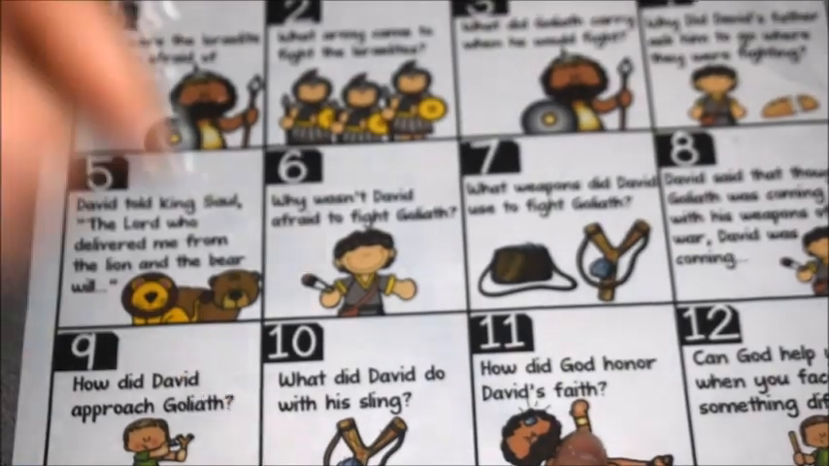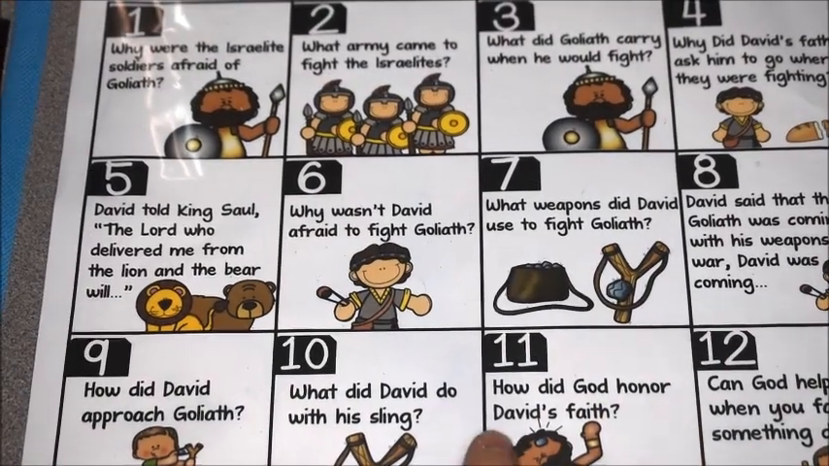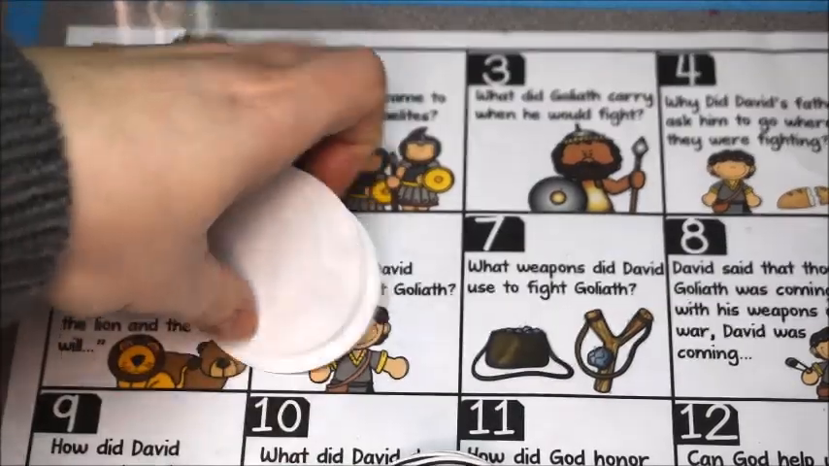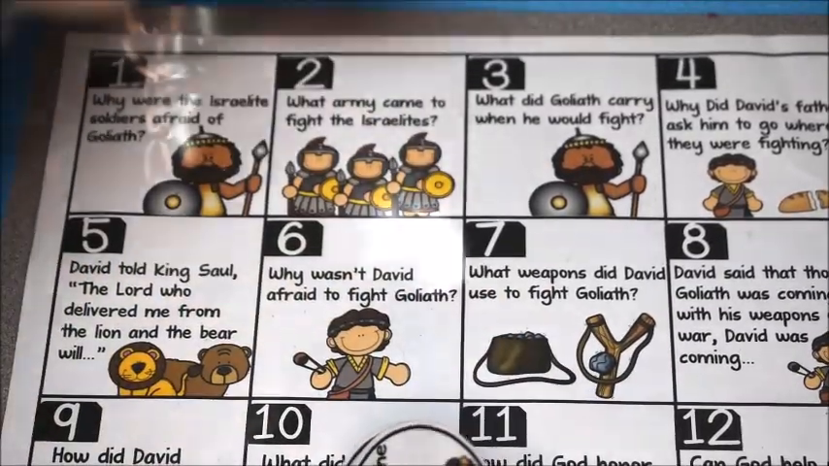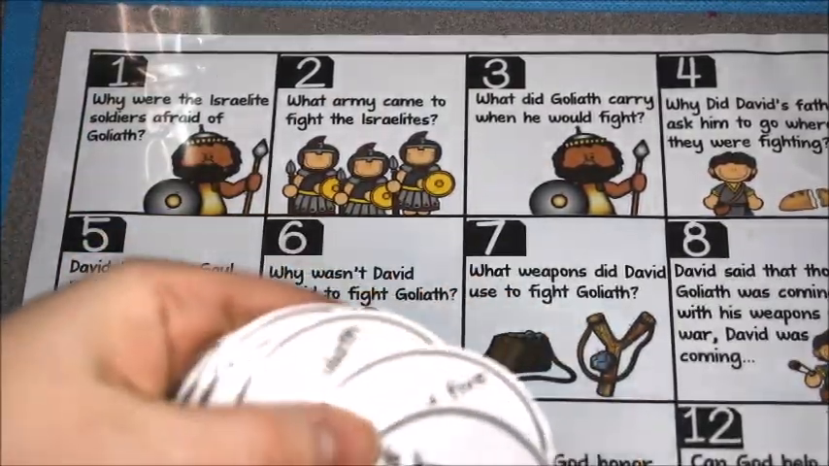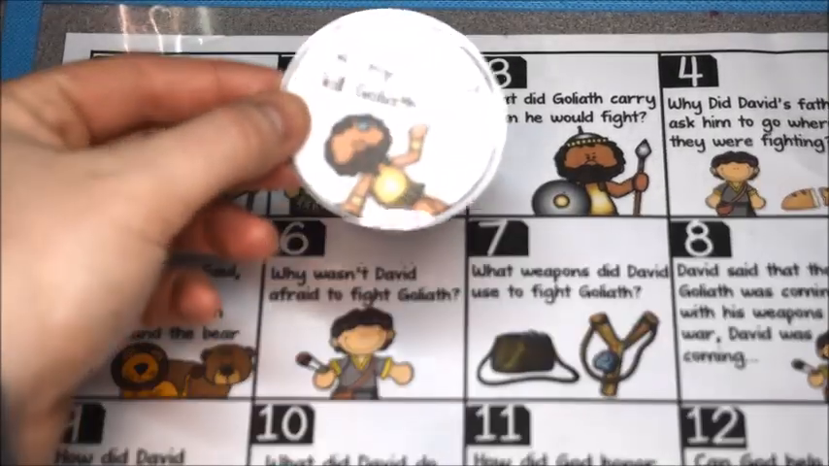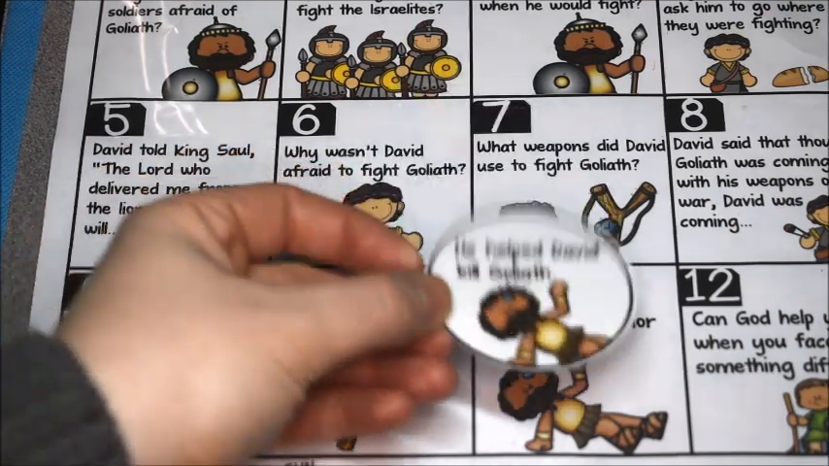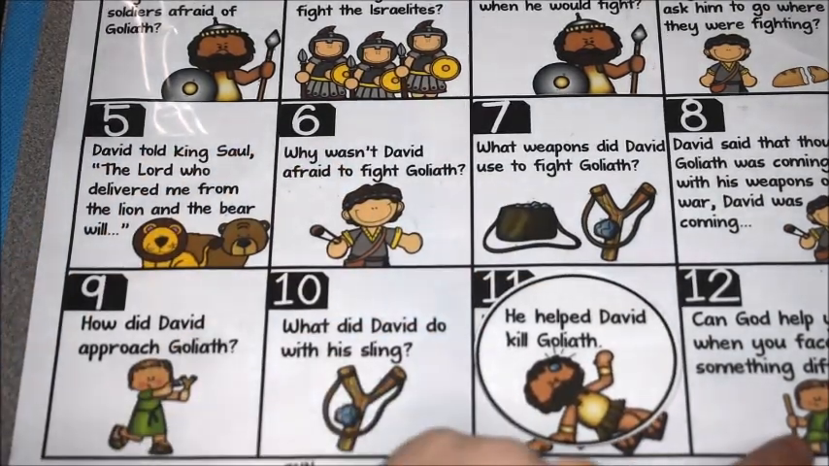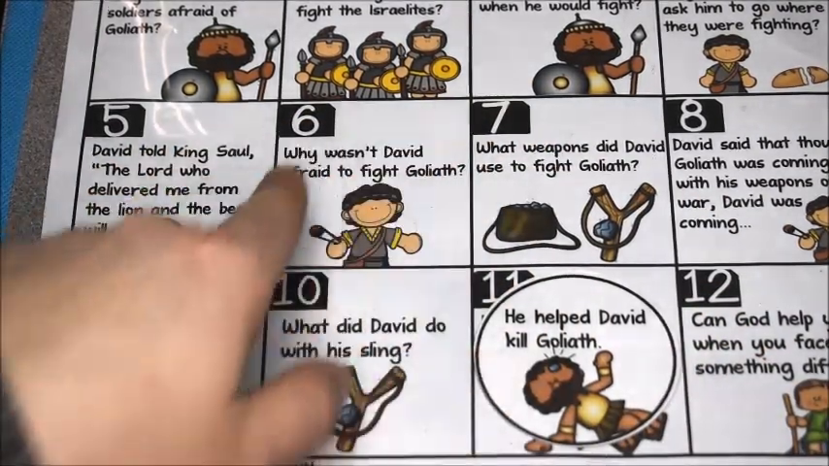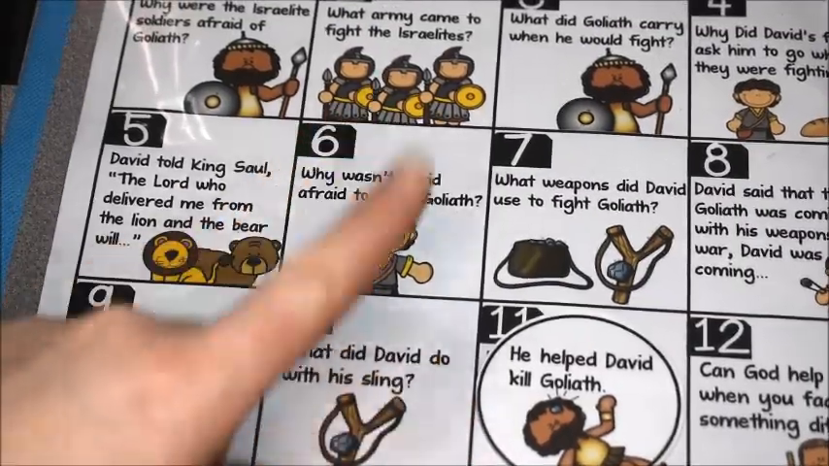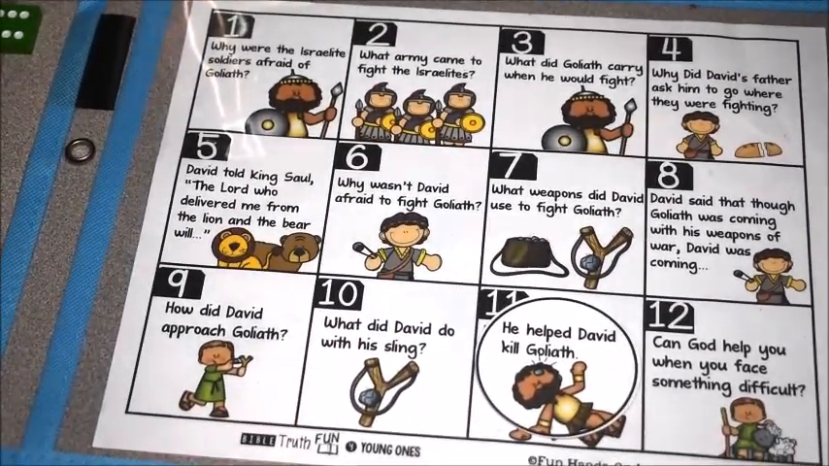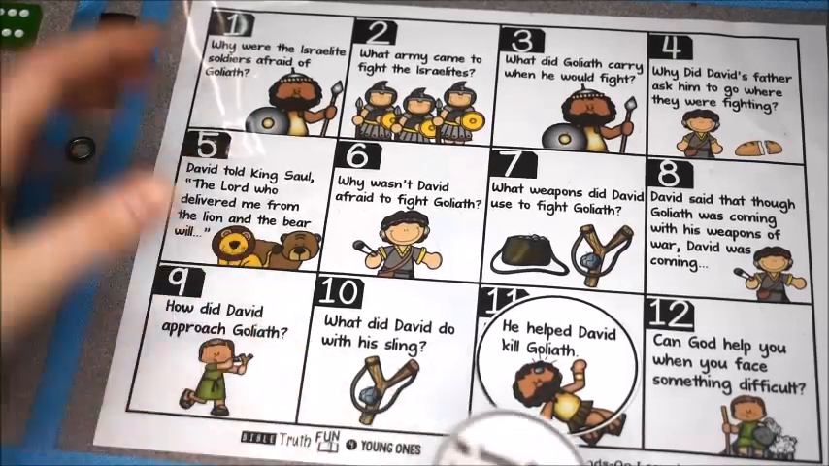All right, so question 11 says, how did God honor David's faith? And then to answer that question, I am going to look through my answer cards and find the right one. And I found my answer card. My answer card is, he helped David kill Goliath. Now, there are some clue pictures on here. They don't match exactly, but they do kind of give the kids a clue to what the answer might be, to help some of our students who might struggle with this.